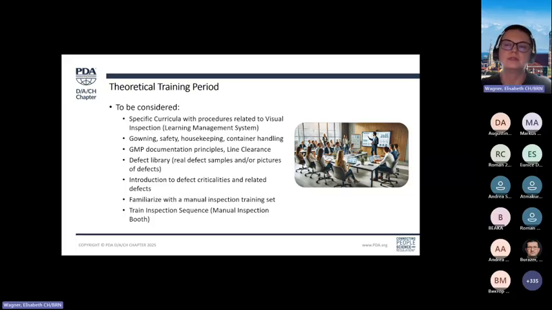And I want also to emphasize that there should be no reason to rush through the manual visual inspection process or through operator qualification, because this is your foundation. If you don't train your operators properly, there's really a high risk in the routine inspection. So we emphasize that the operators have to train the inspection sequence, how to inspect different products and different sizes of containers at the manual inspection booth. And they also familiarize themselves with the training test set.